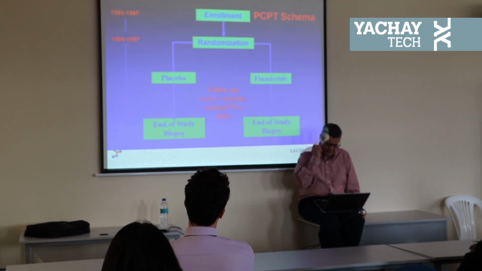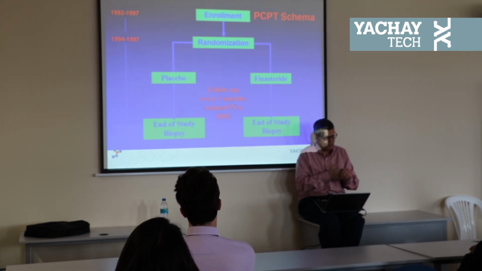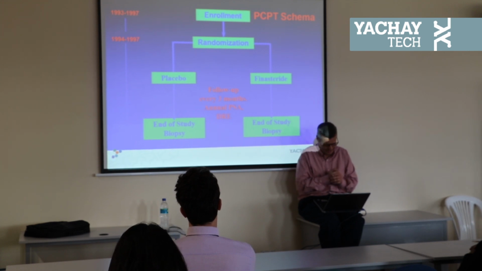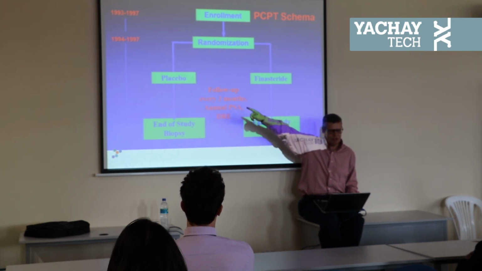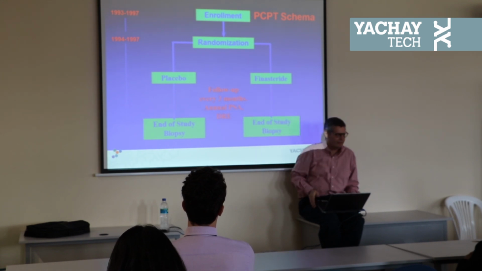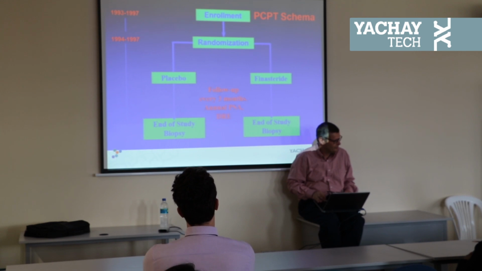Let me tell you a little bit about this trial. It was initiated in the 1990s. For the aficionados, I will tell you it cost $80 million US. Almost 18,000 men were enrolled. They were randomized, and they were either put on placebo, so they basically got a sugar pill, or they were put on finasterides. And they were followed for about 5 years.